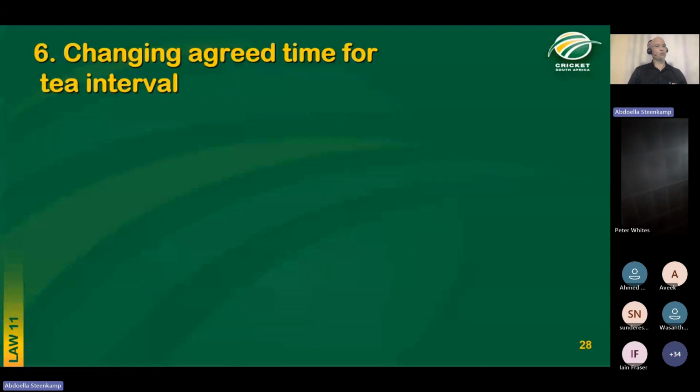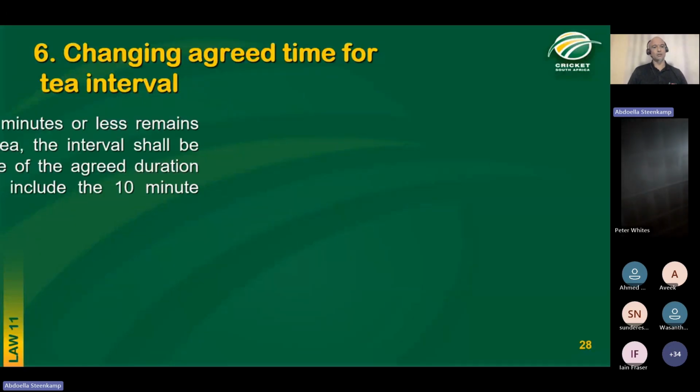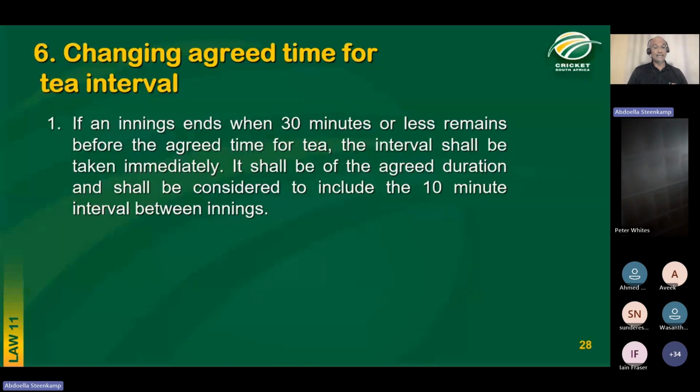What flexibility did the lawmakers bring in when it comes to the tea interval? If an innings ends 30 minutes or less to tea, we will take tea immediately. We will then include the change of innings interval into our tea interval. Okay, that's the theory. Let me give you a practical example. Let's just, for round numbers, say tea is 3 o'clock. Pakistan gets bowled out at 14:35. What happens next?